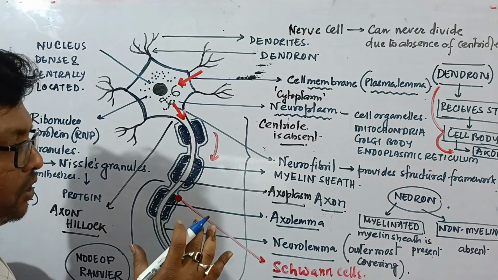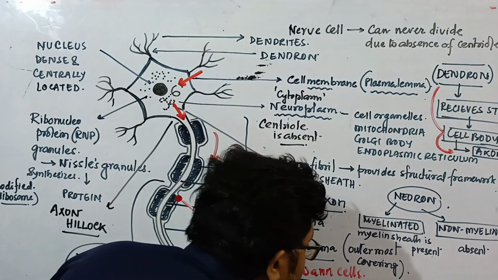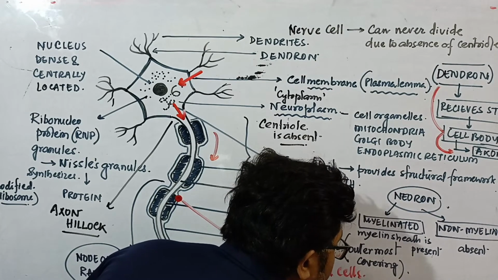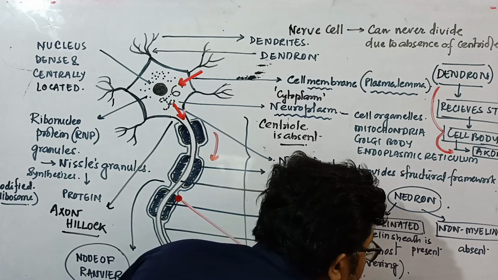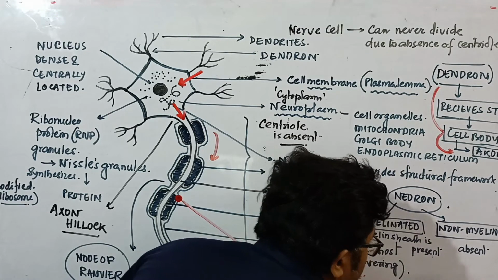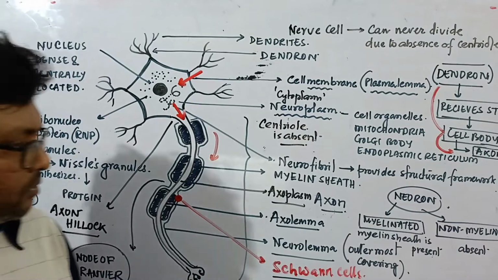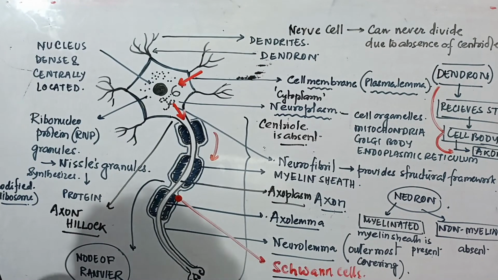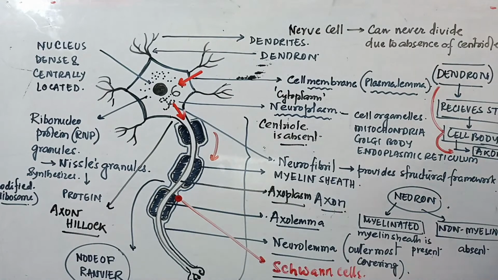And the function of these Schwann cells or these neuroglia is that they produce this layer of fat known as the myelin sheath. Okay, is it clear? Yes sir, yes. Okay, do you have anything else to ask? Go ahead and ask.